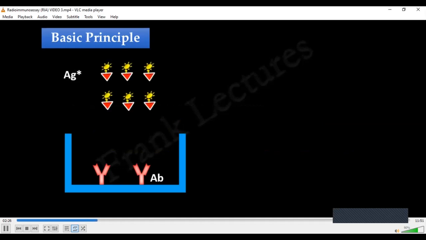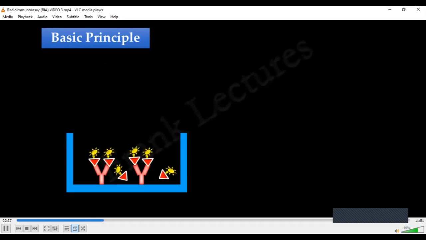Suppose this is a microtiter well. A fixed or constant amount of antibodies specific to our test antigen is immobilized in this well, say, 2 antibodies. Next, we add specific radio-labeled antigens to this well. And the amount of these antigens is such that they saturate all the antigen binding sites present in the well. This well is rinsed to remove the unbound radio-labeled antigens. At this point, if we measure the radioactivity of the well, it will be maximum, say 100%.